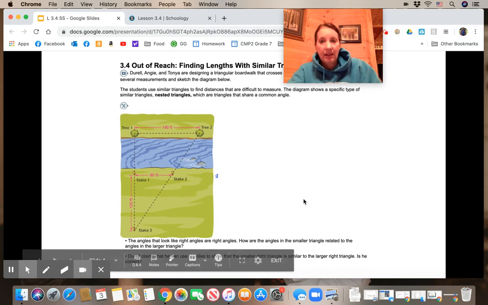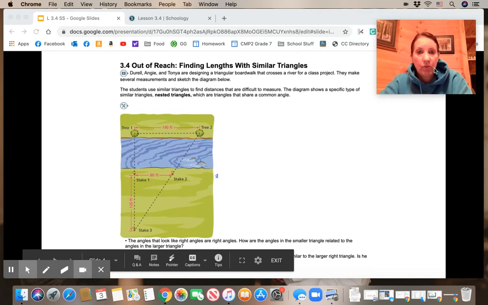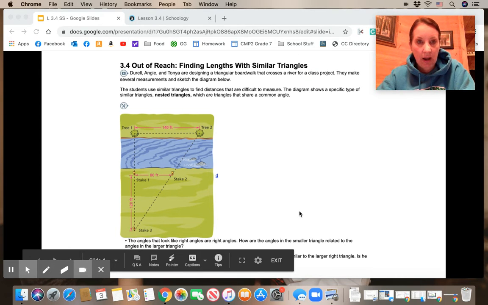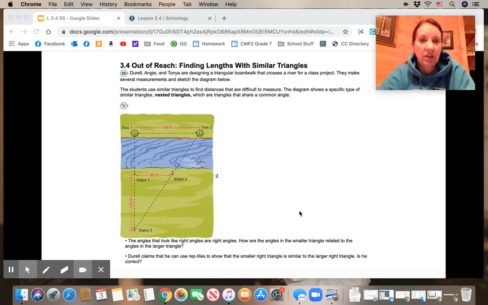All right, in the lesson today, you are going to be finding lengths with similar triangles. Darrell, Angie, and Tanya are designing a triangular boardwalk that crosses a river for a class project. They make several measurements and sketch the diagram below. The students use similar triangles to find distances that are difficult to measure.